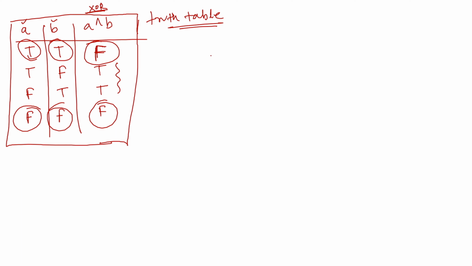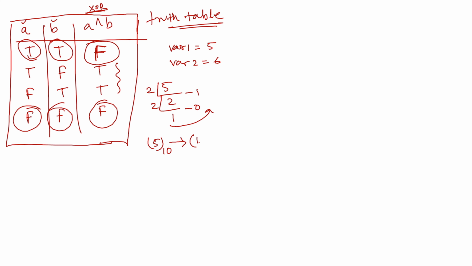Now we will see how the XOR operator works between two variables. If I take var1 equals 5 and var2 equals 6, I need to convert these variables to binary form. If I convert 5 into binary, I will keep dividing it by 2. 2 2s are 4, remainder is 1, and 2 1s are 2, remainder is 0. If I take from bottom to top, the decimal 5 can be represented in binary form as 101.